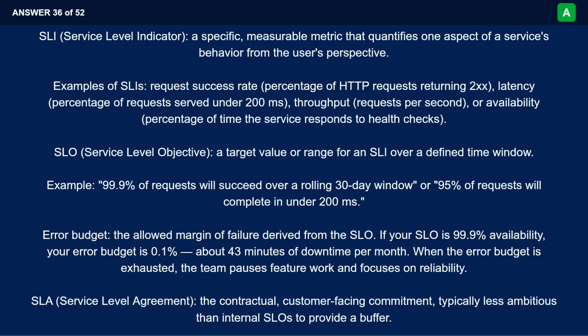Error budget, the allowed margin of failure derived from the SLO. If your SLO is 99.9% availability, your error budget is 0.1%, about 43 minutes of downtime per month. When the error budget is exhausted, the team pauses feature work and focuses on reliability. SLA, Service Level Agreement. The contractual, customer-facing commitment, typically less ambitious than internal SLOs, to provide a buffer.